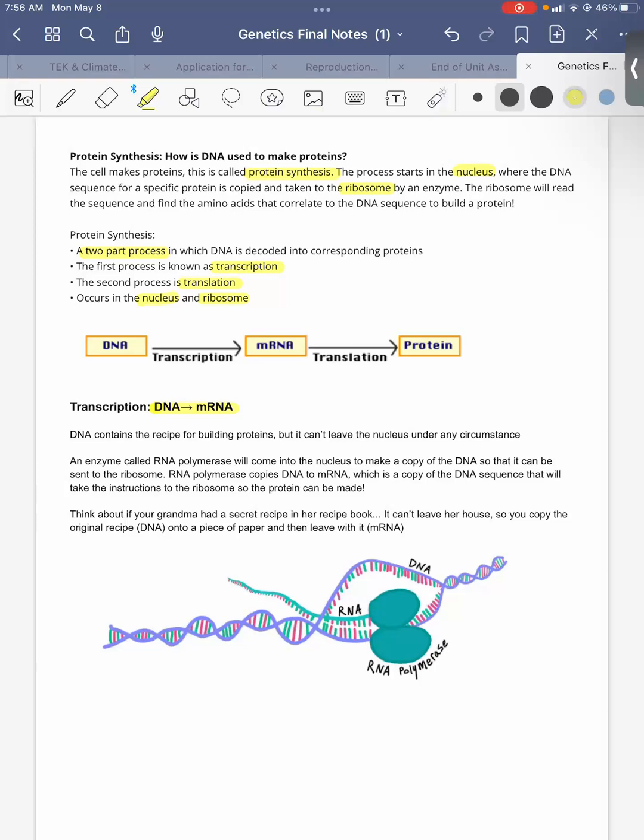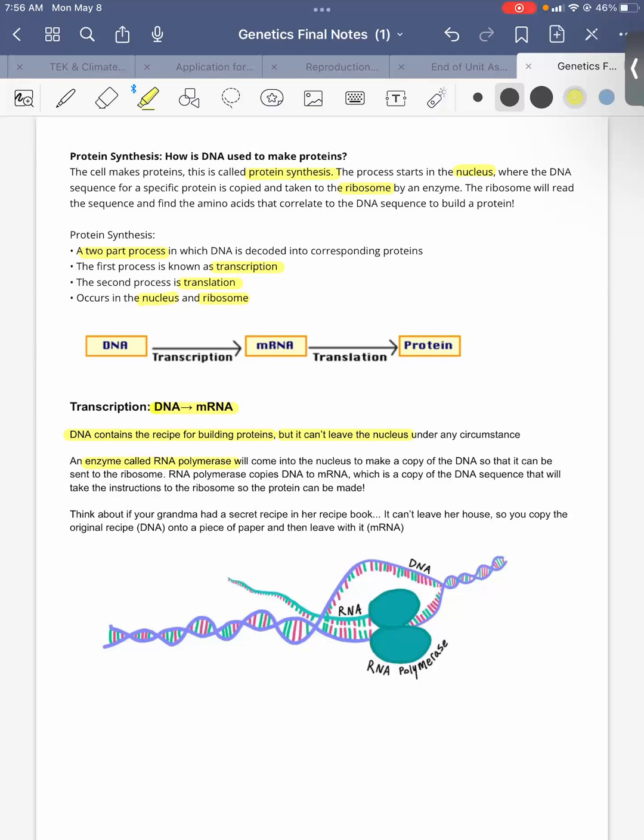This is the exact same thing that happens in the cell. The DNA contains the recipe for building specific proteins. But here's the issue. DNA cannot leave the nucleus ever. It can't leave the nucleus ever, ever, ever. DNA has to stay in there. So the question is, how do we get that code for the protein to the ribosome where the protein is made? Well, we have this beautiful thing called RNA polymerase, and it's an enzyme.